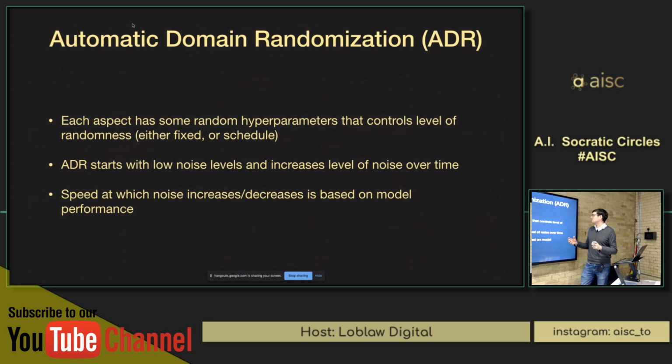Automatic domain randomization starts with a low level of noise, and then over time it increases the level of noise, making the task more difficult. The speed at which the noise gets increased or decreased depends on the model performance. So the model starts with very low noise, a very easy problem, and it learns the problem, and then you increase the noise and make the problem more difficult. If you just do fixed random noise, at the very beginning it's going to be very difficult for the model to learn because it's overwhelmed with the noise. So at the beginning you give it a non-noisy environment, and it can learn the actions appropriately.